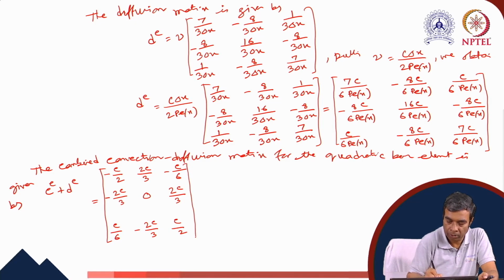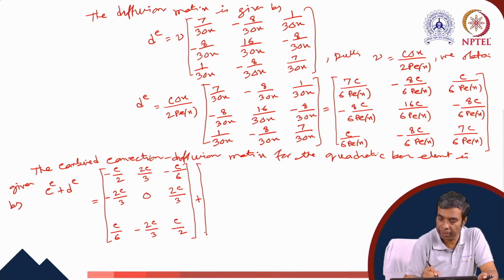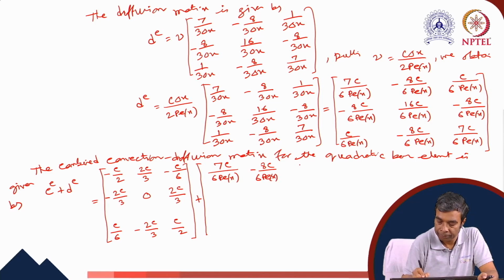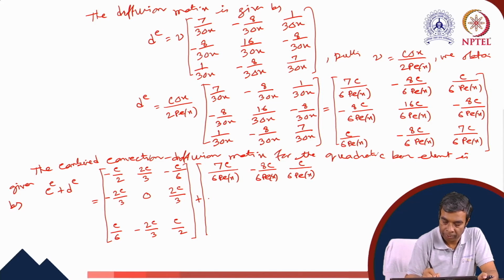This is the convection portion. The diffusion portion which we got here, this is 7C by 6Pex, minus 8C by 6Pex, C by 6Pex, minus 8C by 6Pex, 16C by 6Pex, minus 8C by 6Pex.